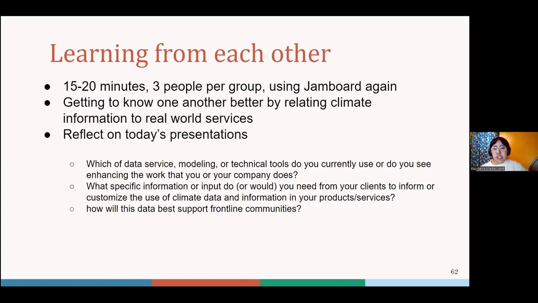So which data service, modeling, or technical tools do you currently use, or do you see enhancing the work that you or your company does? What specific information or input do or would you need from your clients to inform or customize the use of climate data and information in your products and services? And then also, how will this data best support frontline communities? So those are the questions that you're going to be going over.